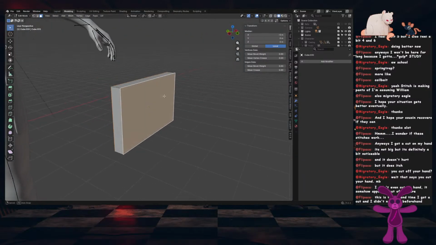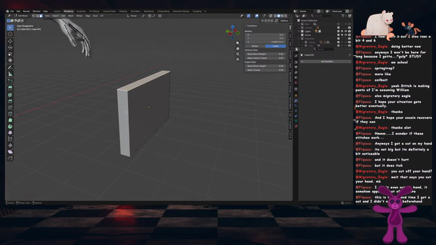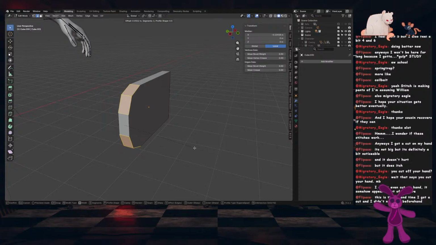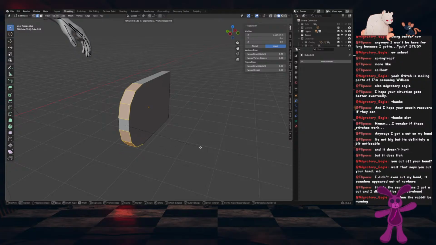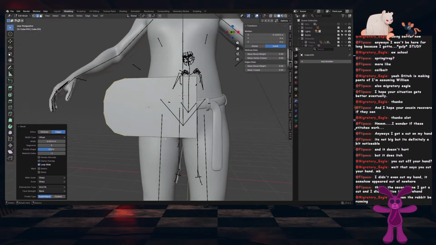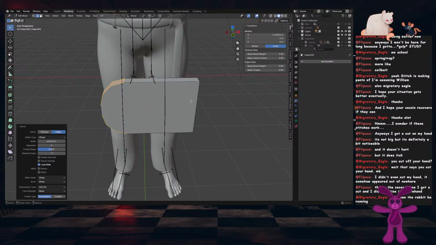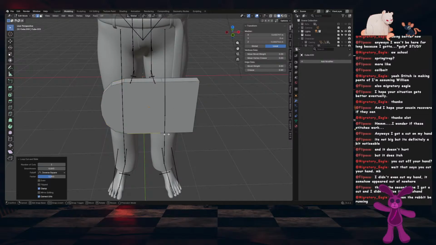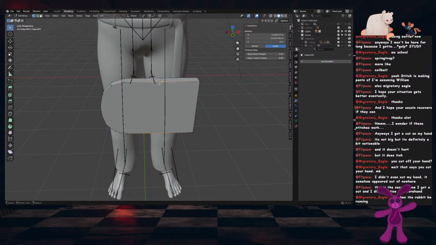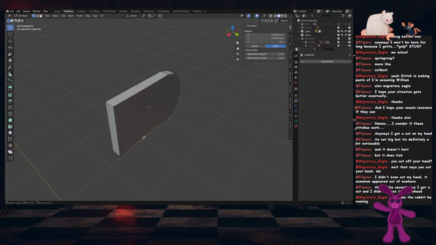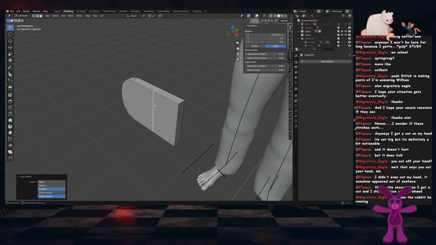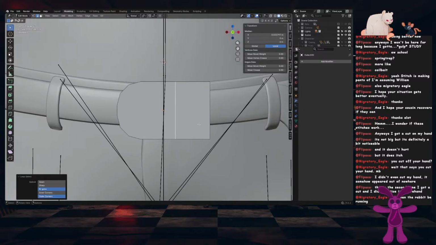Curved side should be this side. Excuse me.